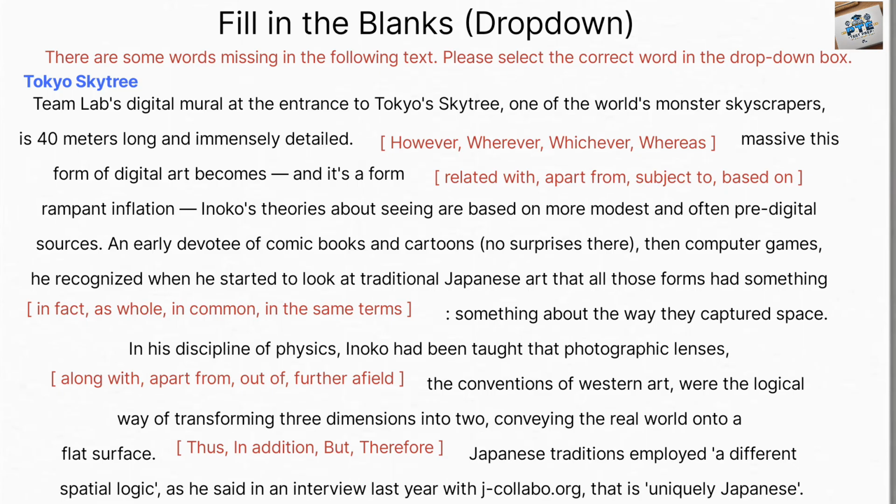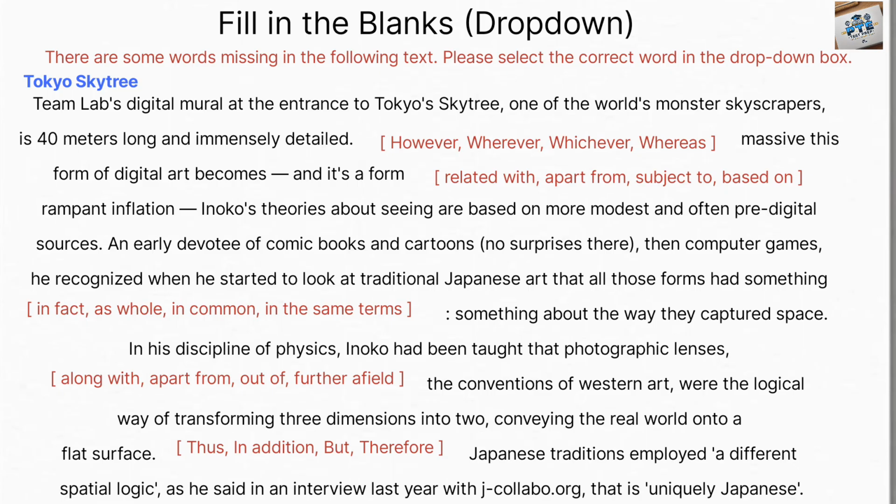So the first answer should be here along with. What's the meaning of along with? It means together with. So the sentence says photographic lenses along with the conventions of Western art means both lenses and Western art styles were used together. What is the grammar tip here? Use along with when two or more things or people are included together in an action or ideas. Example, she came along with her brother. So the final answer should be here along with.